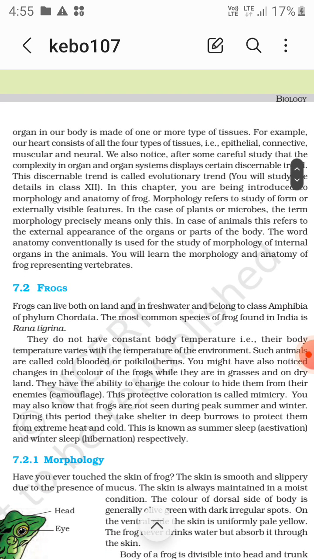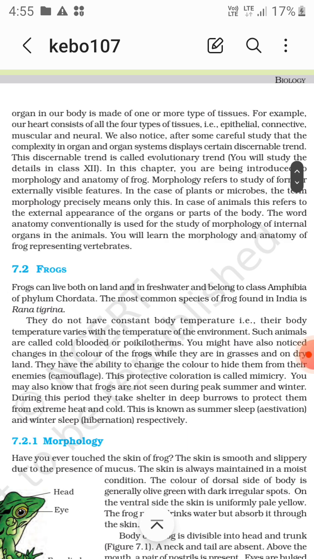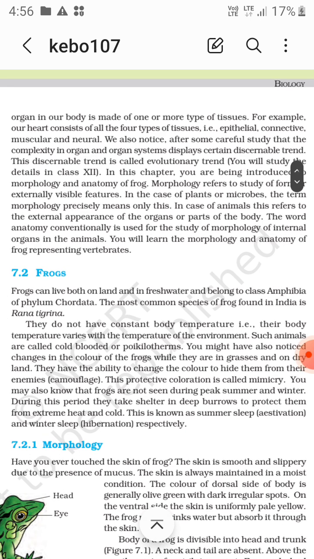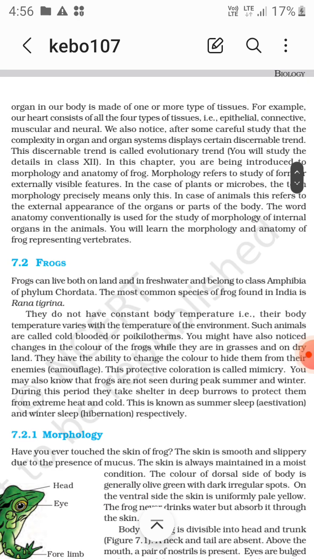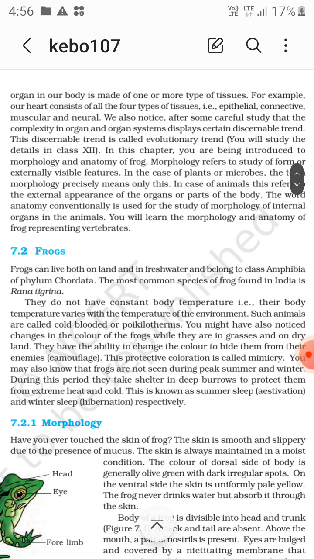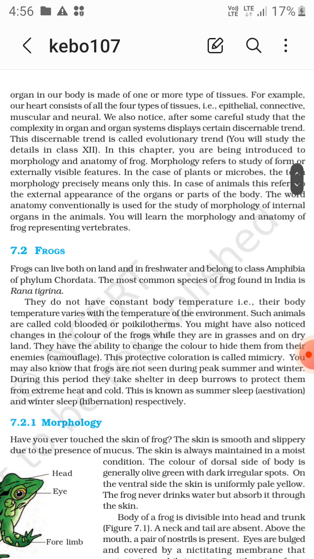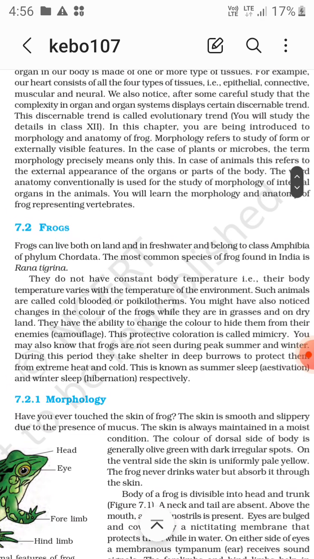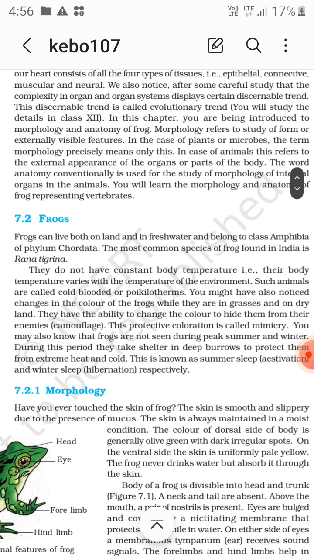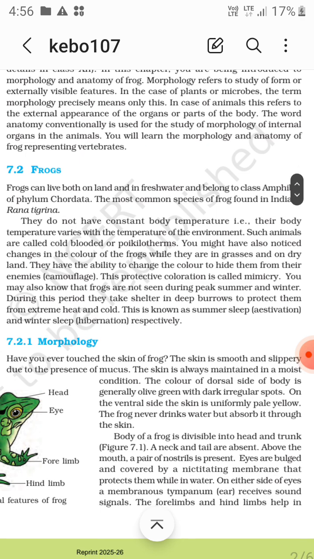Morphology refers to the study of form or external visible features. In the case of animals, this refers to the external appearance of the organs or parts of the body. The word anatomy conventionally is used for the study of morphology of internal organs in the animals. Okay, the morphology and anatomy of frog representing vertebrates. We study the frog.